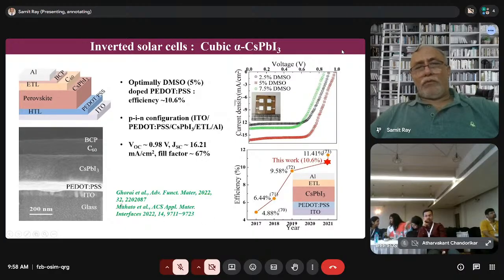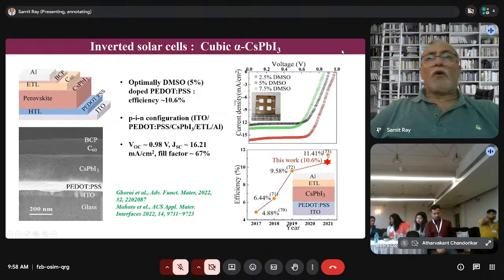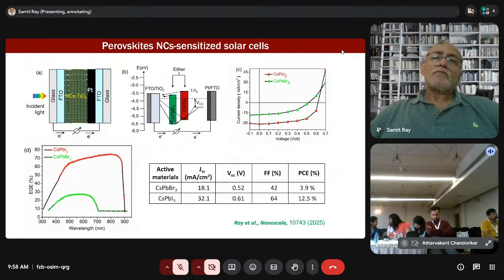So as you see, this was reported by us in 2020 in Advanced Functional Materials. The efficiency at that time was about 11%, whereas the record-breaking efficiency was 11.4%. But please remember, our devices were not passivated, nor done in a glove box; everything was done in ambient conditions. So that was tremendous progress.